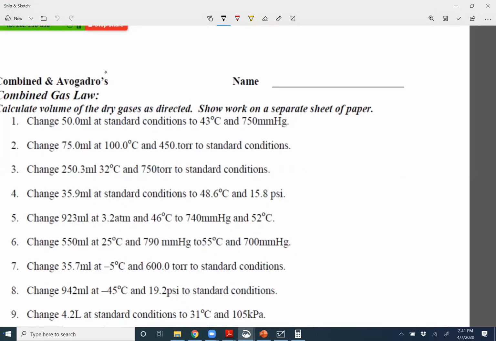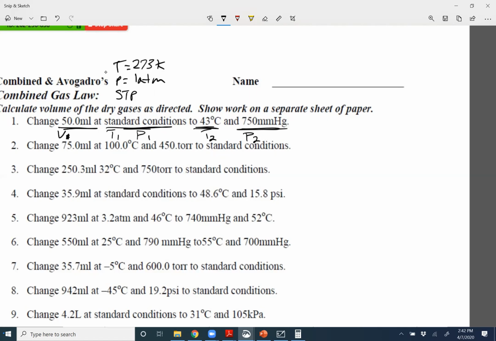We have 50 milliliters at standard conditions becoming 43 degrees C and 750 mmHg. This here's a volume. That's volume 1. Standard temperature and pressure is temperature and pressure 1. Remember that STP is 273 Kelvin, and the P is 1 ATM. In this case, we're going to want to change it to mmHg. So that means this is T2, and this is P2.